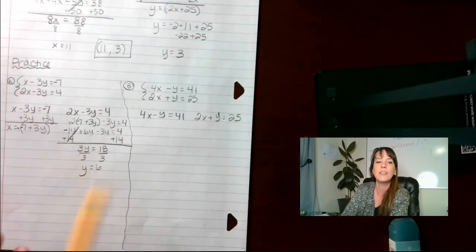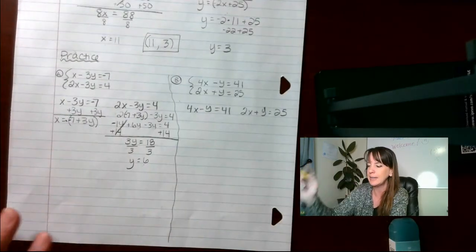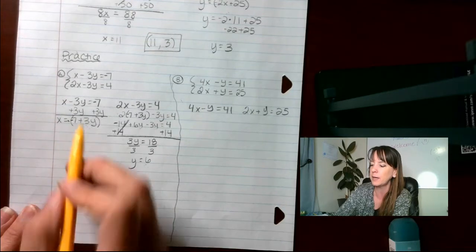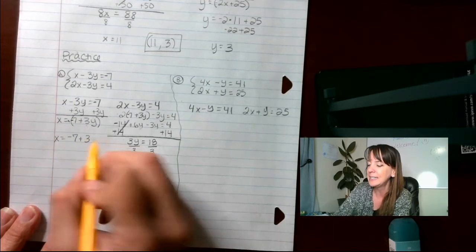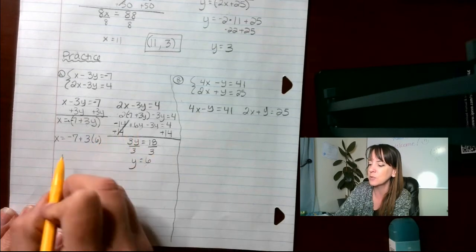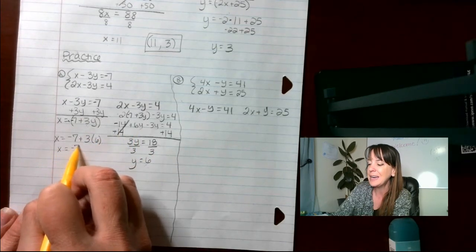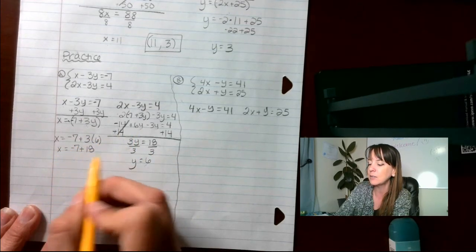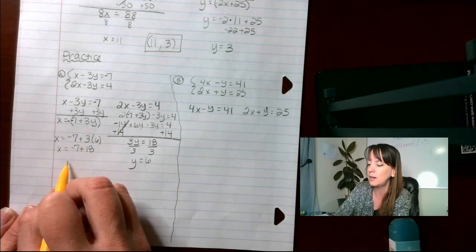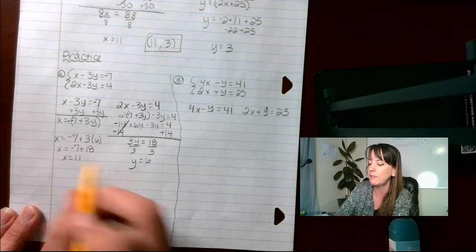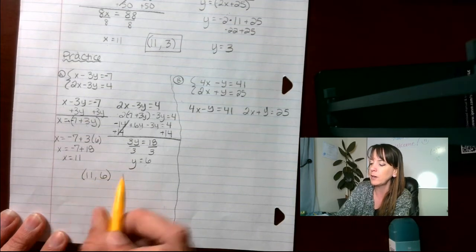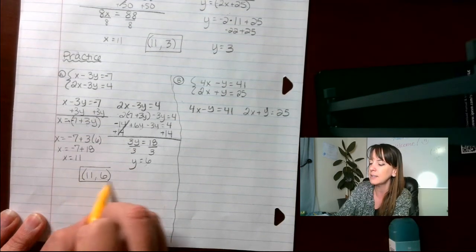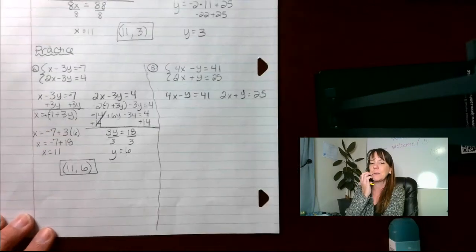Once you've found your y, though, don't forget, I'm all ADDing out, and you have to install it back over here and find your x. x equals negative 7 plus 3 times 6, which gives me x equals negative 7 plus 18, which gives me x equals 11. So my answer is 11. My coordinate pair is 11, 6. That is my answer. If you got something different, let me know.